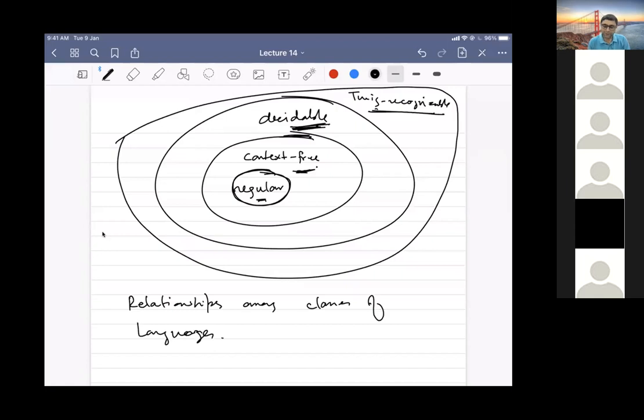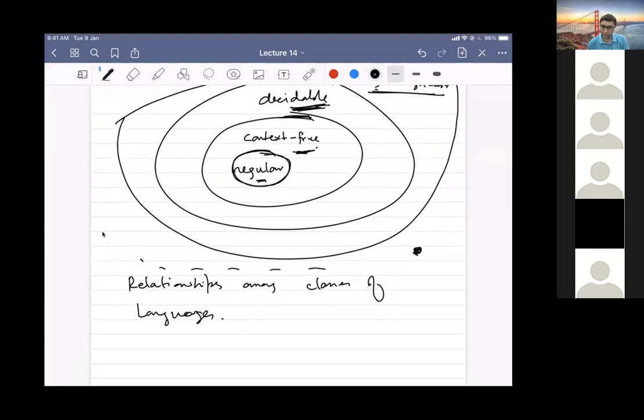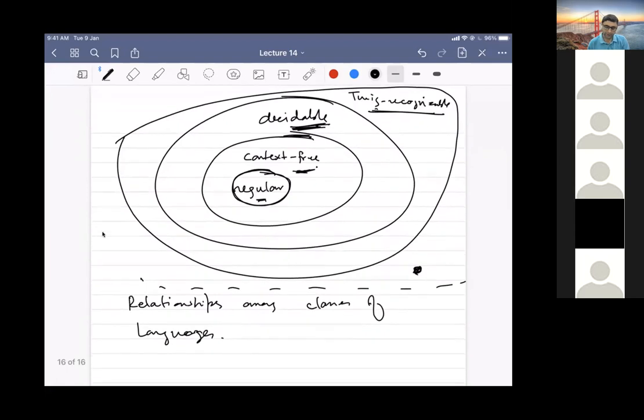Okay. So with this picture, there is a natural question. Is there anything outside here which is not even Turing recognizable? Is there even a bigger circle outside Turing-recognizable languages which contains some languages which are not even Turing recognizable? And the answer is yes.